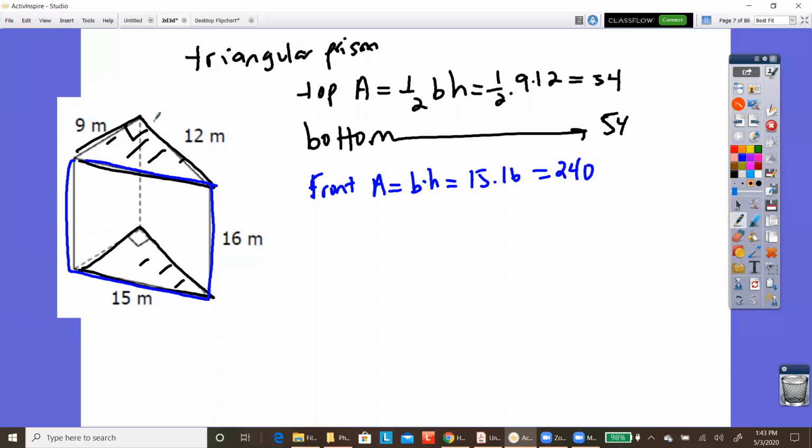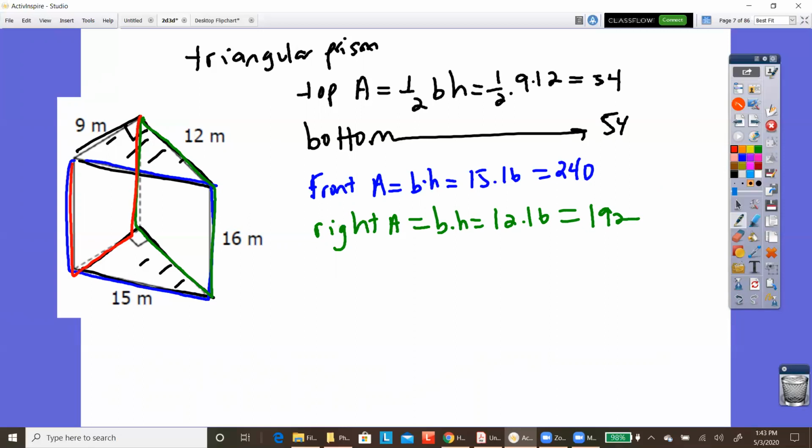And then you have this rectangle on the back right, and that rectangle is 12 by 16. Not the same dimensions as the blue one, and that would be 192. And then you have this rectangle on the back left, and that one would be 9 times 16. So 9 times 16 is 144.